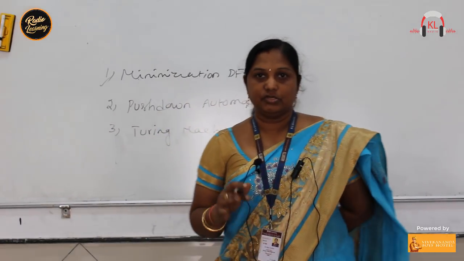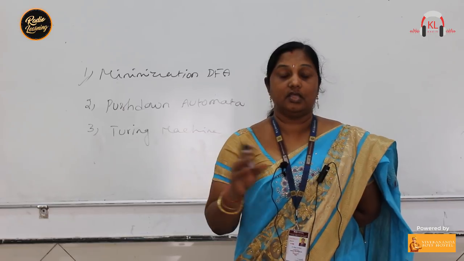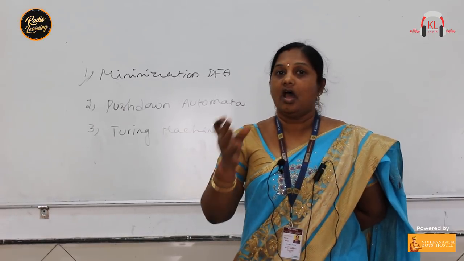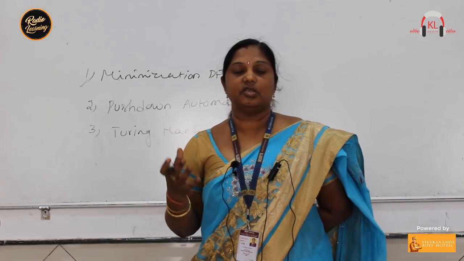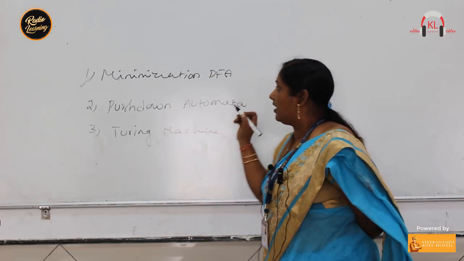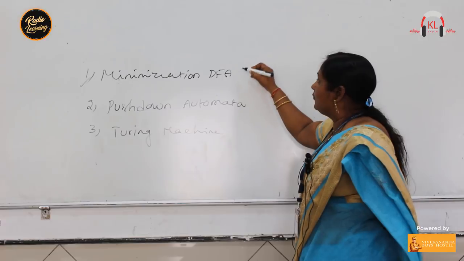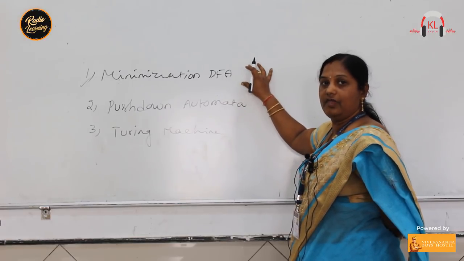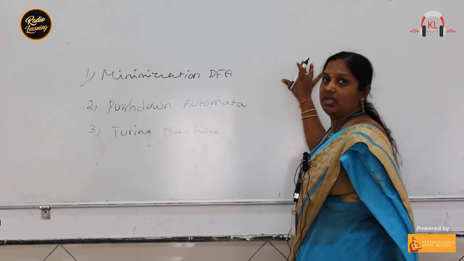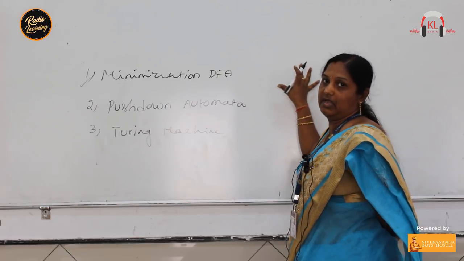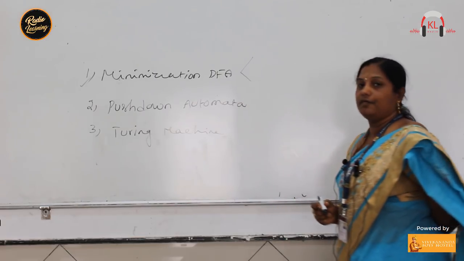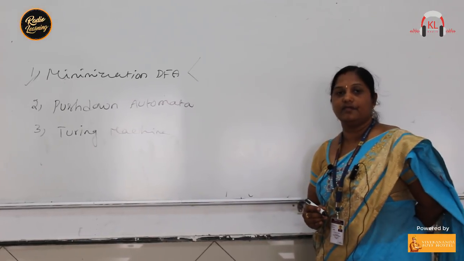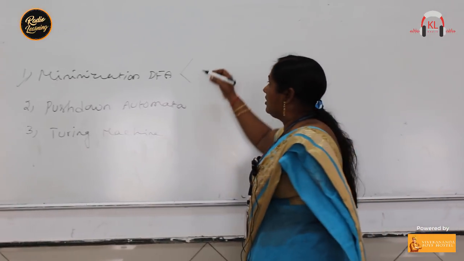The name itself says how we are going to reduce the number of states in the given deterministic finite automata. This is an important task, where we transform the given DFA into its equivalent DFA by reducing the number of states. Here we follow two types of theorems to minimize the deterministic finite automata.